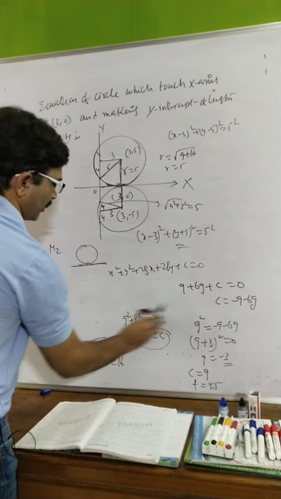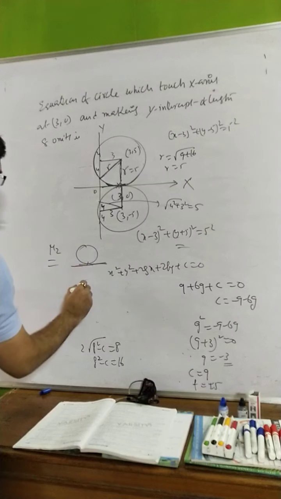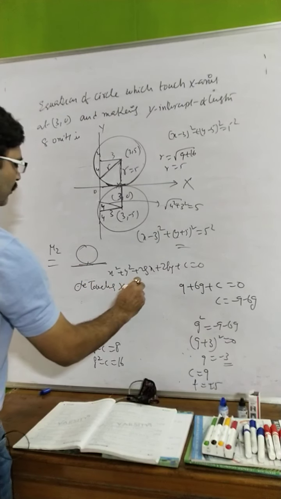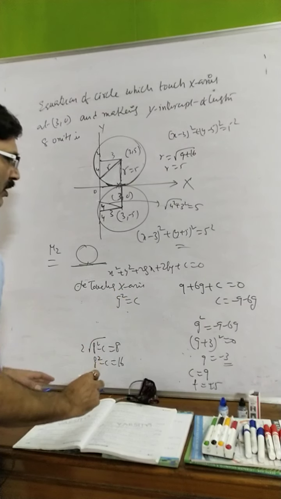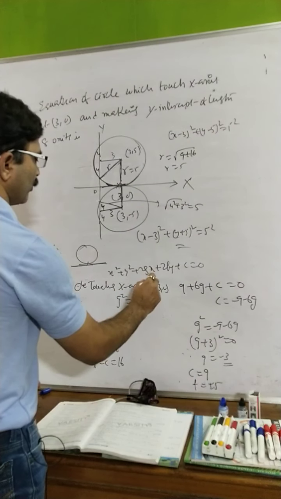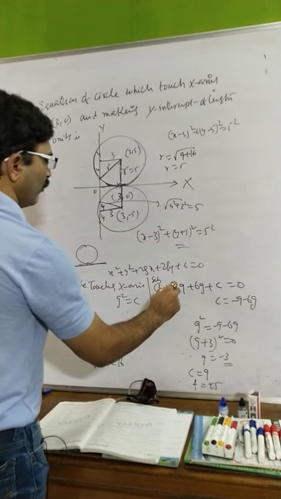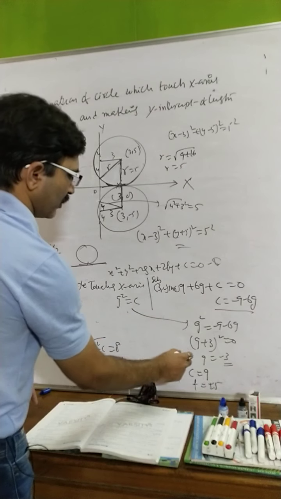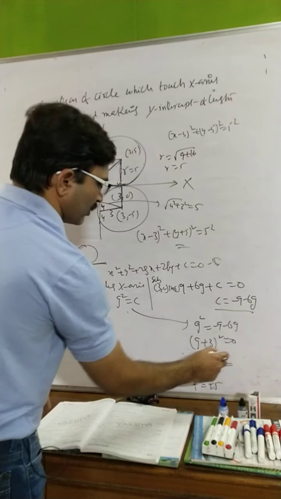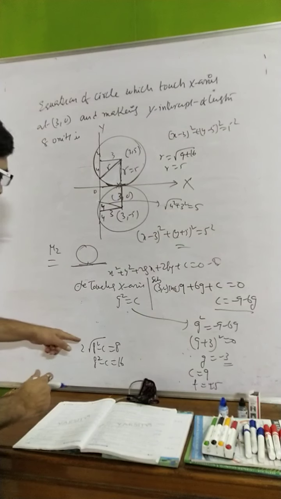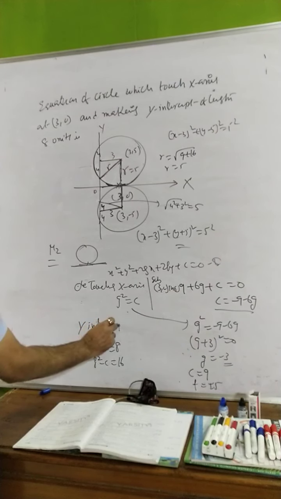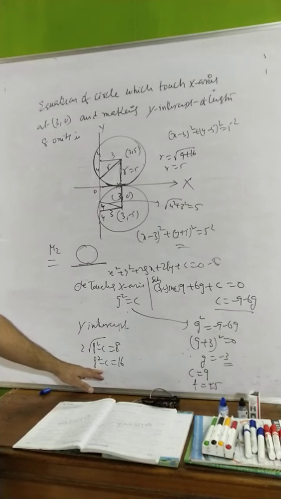If the circle touches the x-axis, it means g square is equal to c. But if you substitute 3 comma 0 in equation 1 like this, we got c. But here I use this concept. So g is equal to minus 3, I got it here in this case. Now here the y-intercept he has given is like this, so 16.